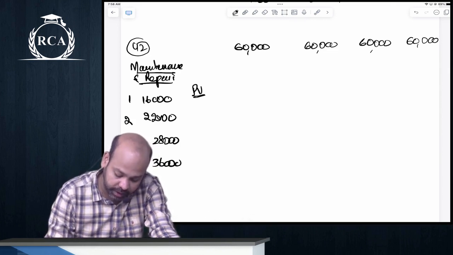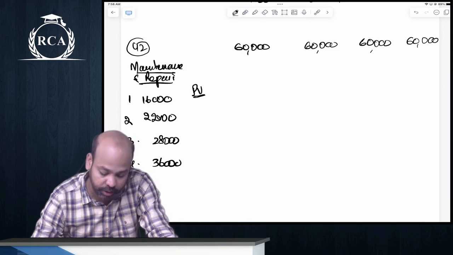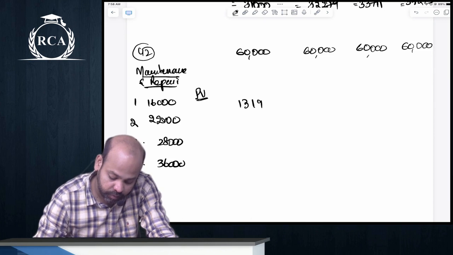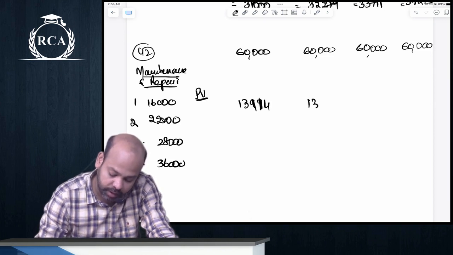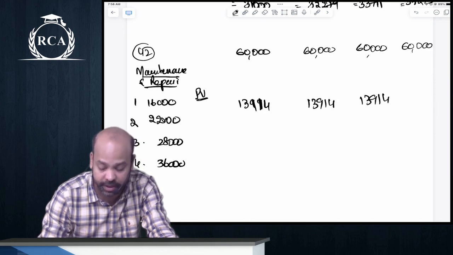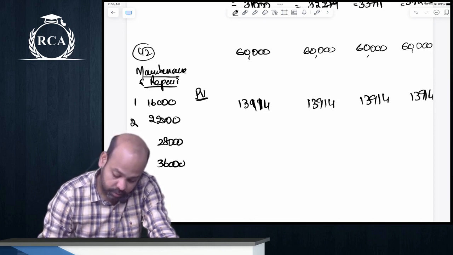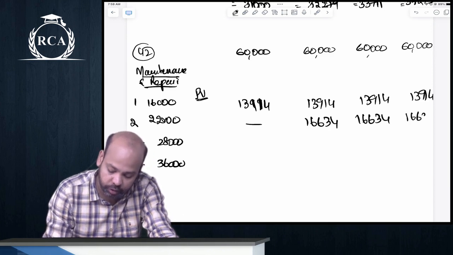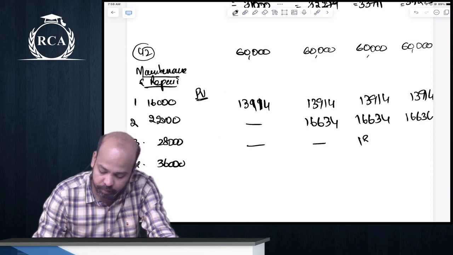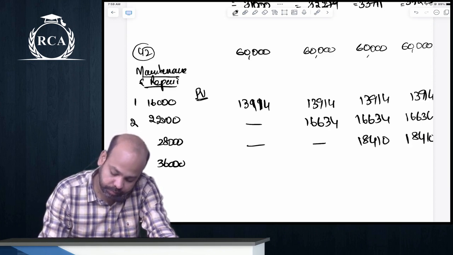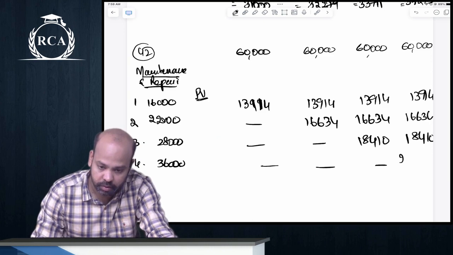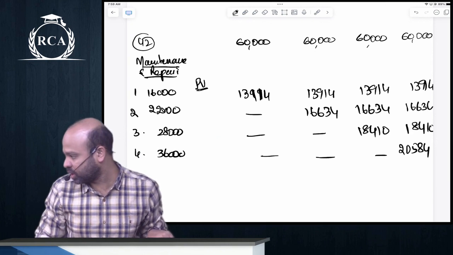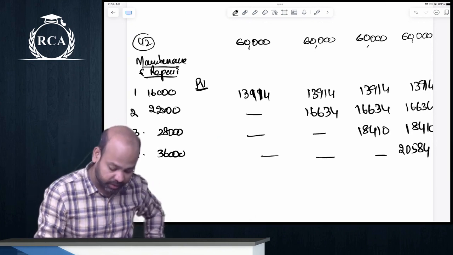What are the present values of this? The present value of 16,000 is 13,914. So this will come in every year. Second year is 16,634. This will come in second, third and fourth option. Third year is 410. Last year, 580. Please check, guys. These are the values to be considered: present value of maintenance and repair.